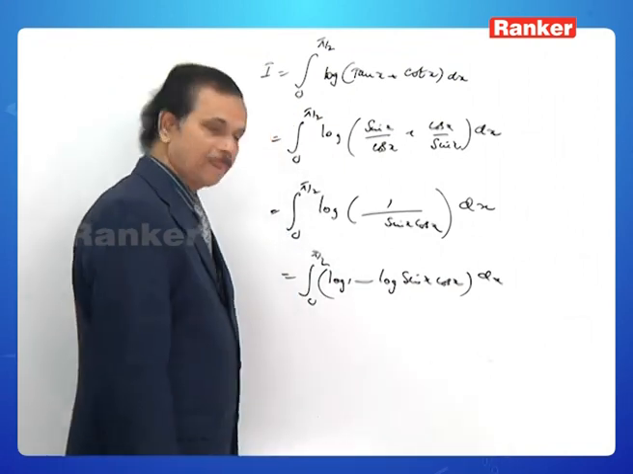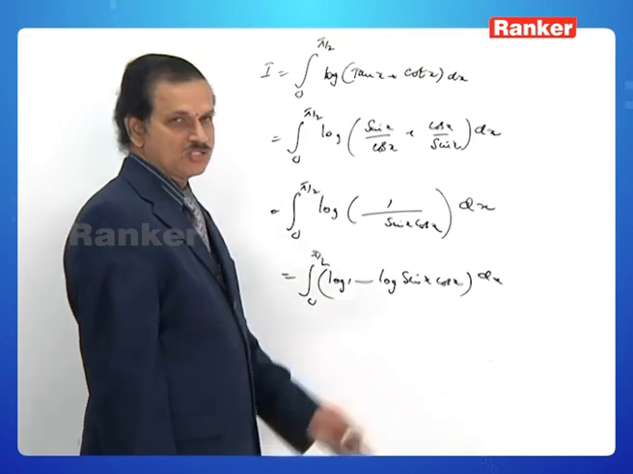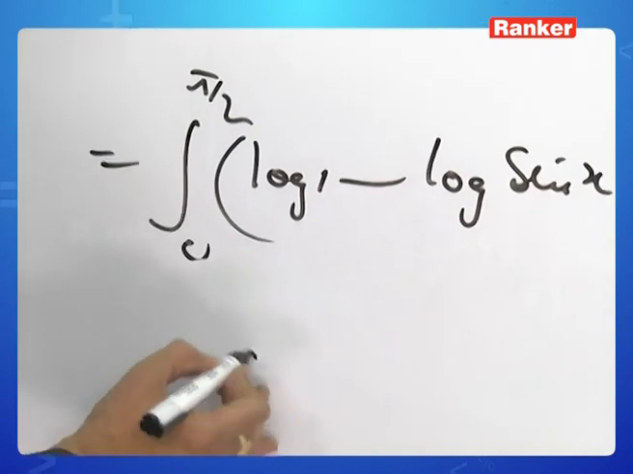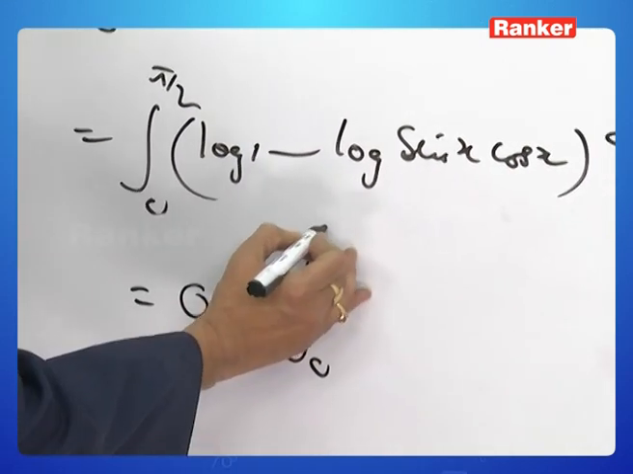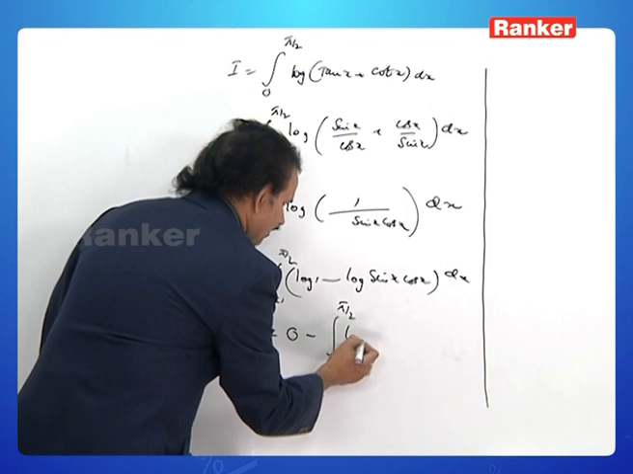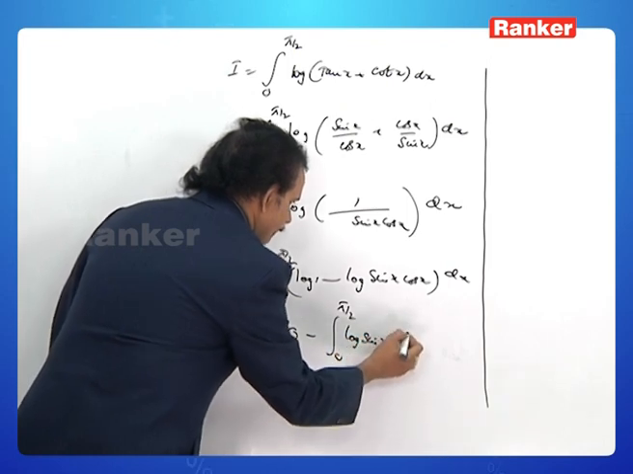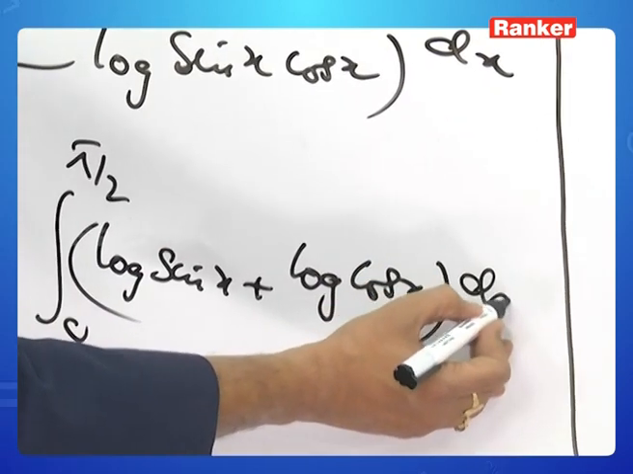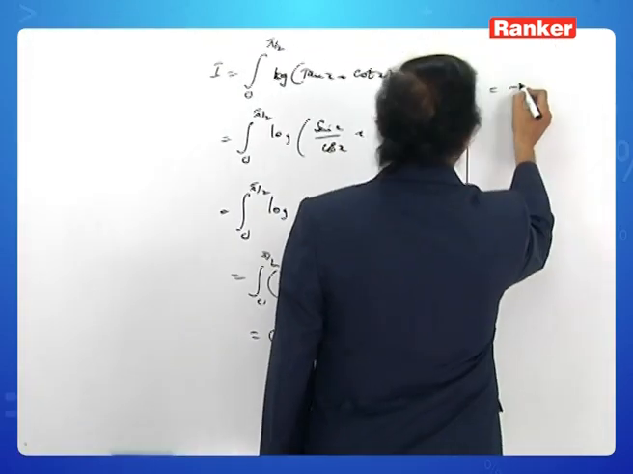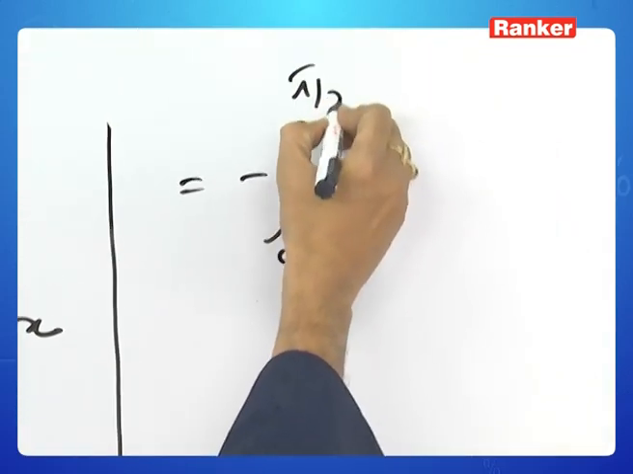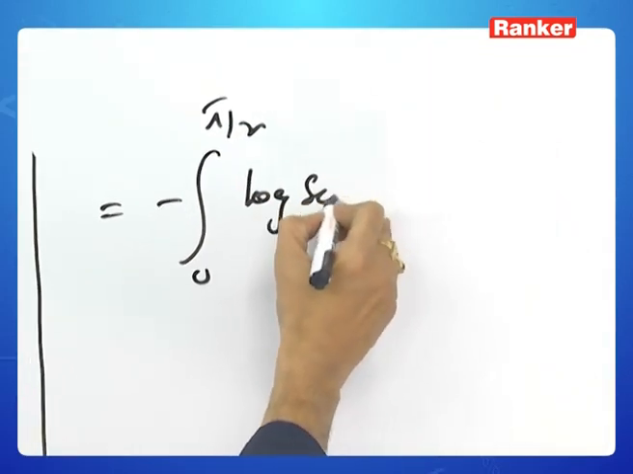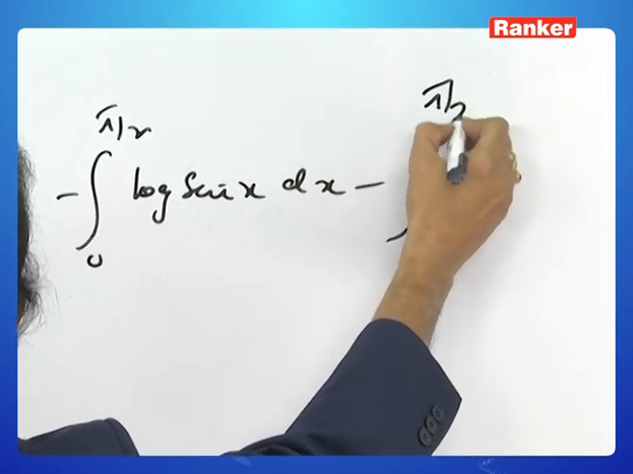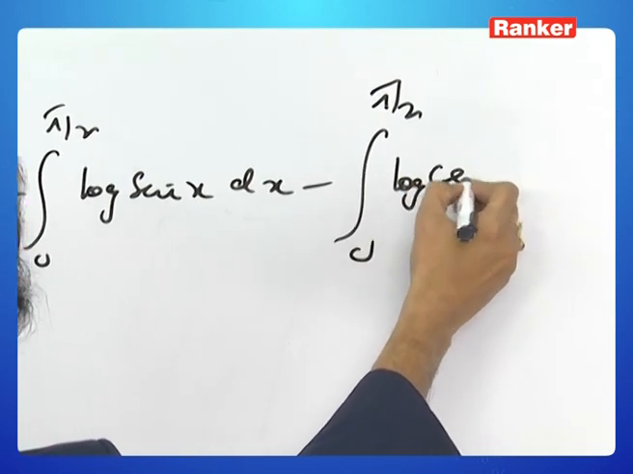You see, log 1 is 0. So you just need not consider that. This is of course 0 minus integral 0 to pi by 2 log sin x plus log cos x dx, minus integral 0 to pi by 2 log sin x minus integral 0 to pi by 2 log cos x.